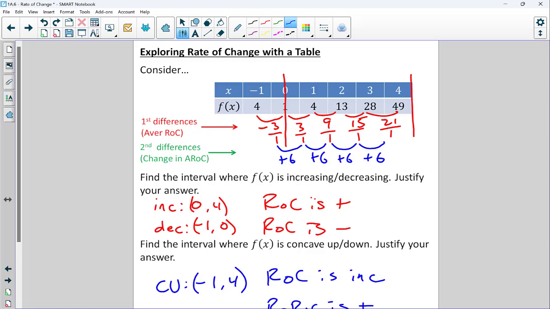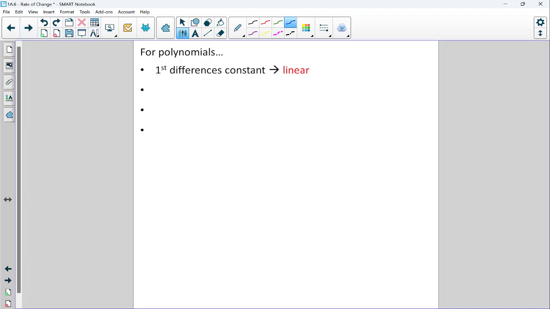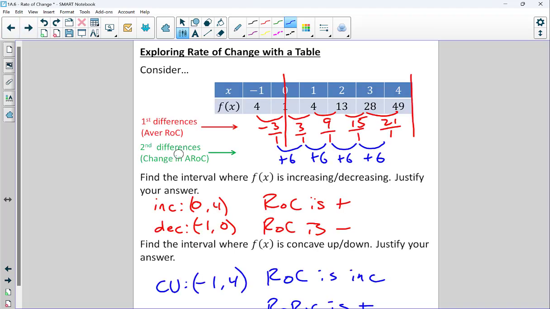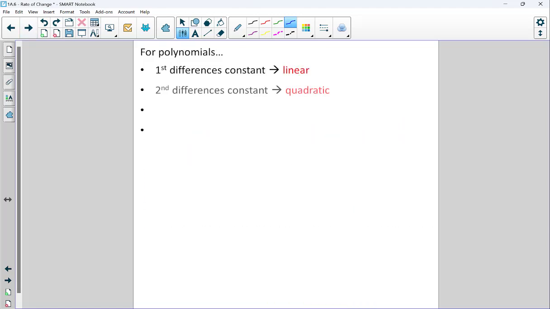A line has an average rate of change that is constant. The slope is always the same no matter which pair of points you pick. If the first differences are constant, you have a line. If the second differences are constant, like we have here, we can actually conclude that it's a parabola, it's quadratic. Linear, average rate of change is constant.